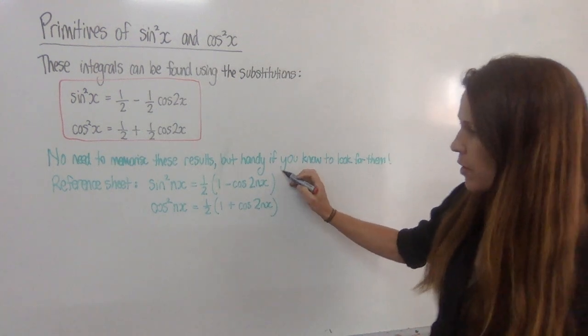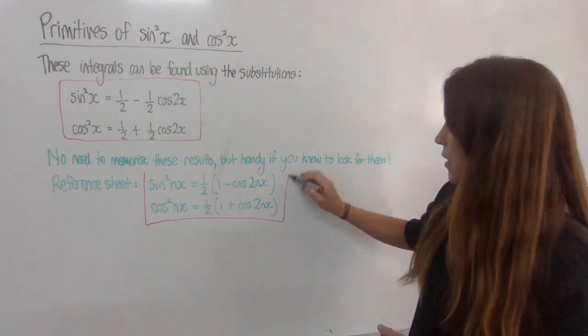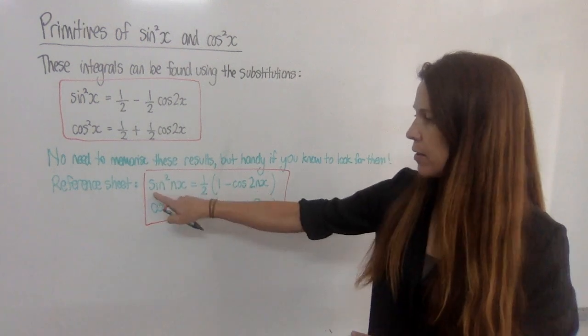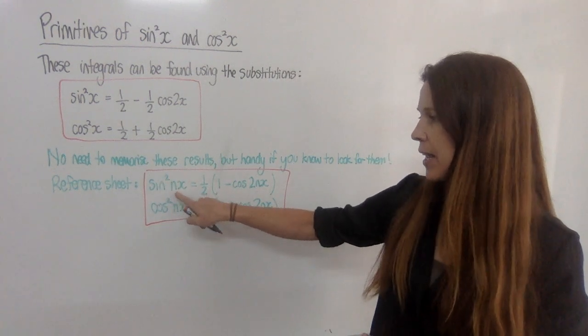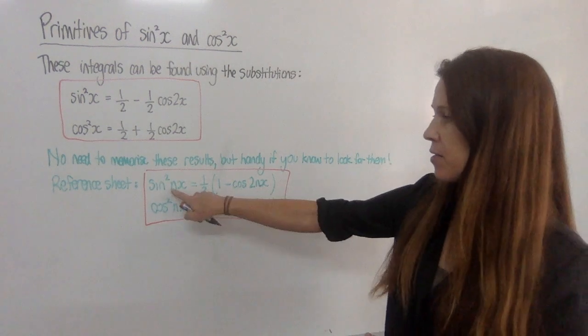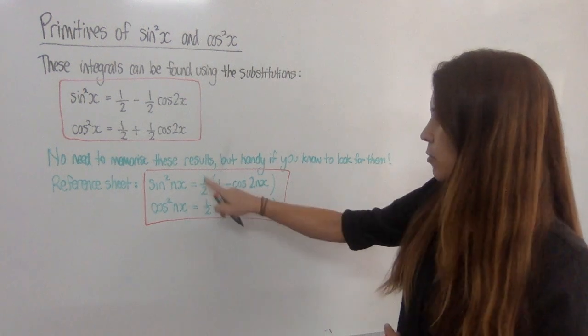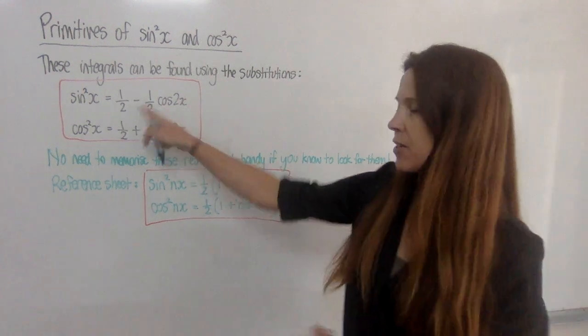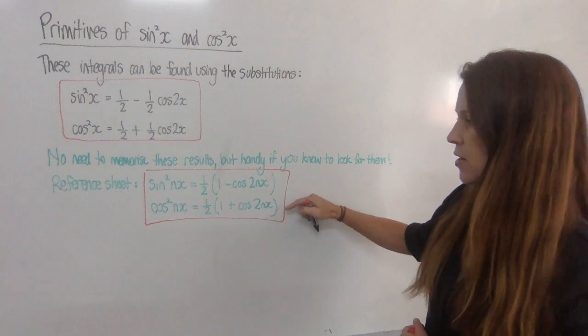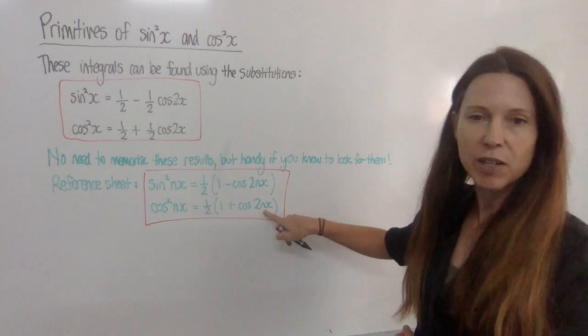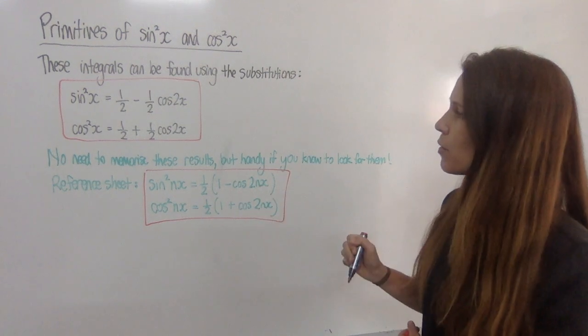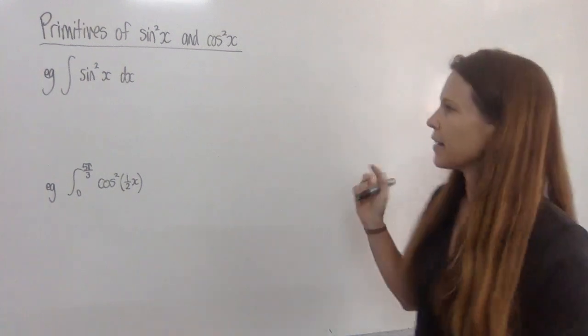Now, they are on the reference sheet, but in a slightly different form. The reference sheet says sine squared nx equals a half, and then they've used brackets here instead of expanding them out. So it's a slightly different version, and it allows you to have an n there if you have one. So let's see it in action now.